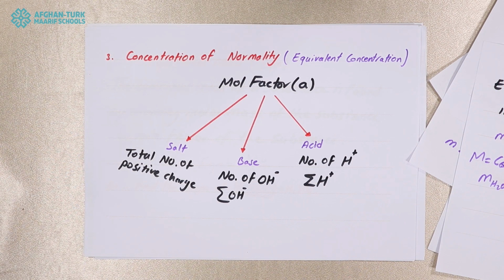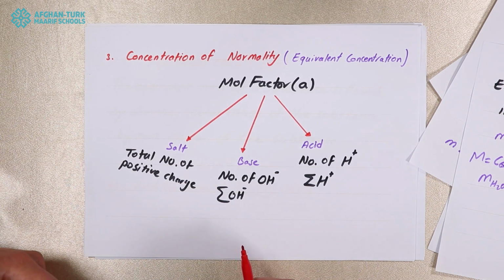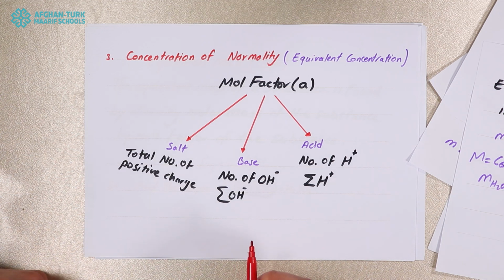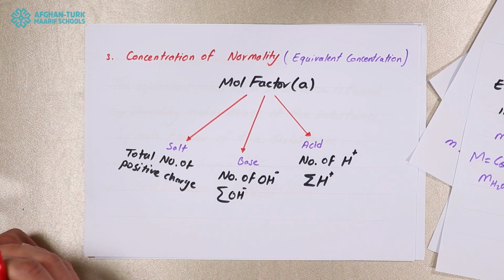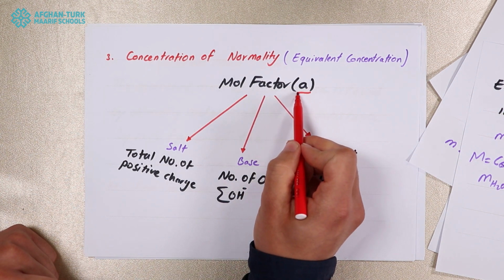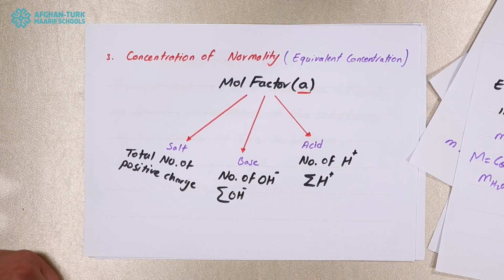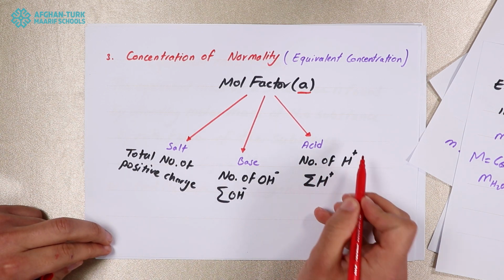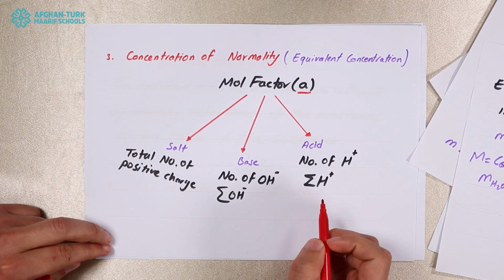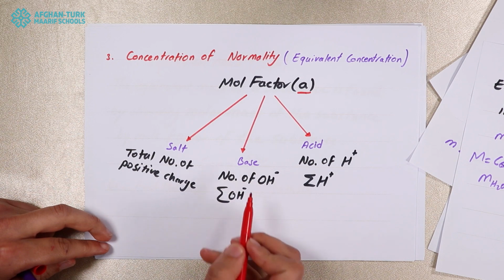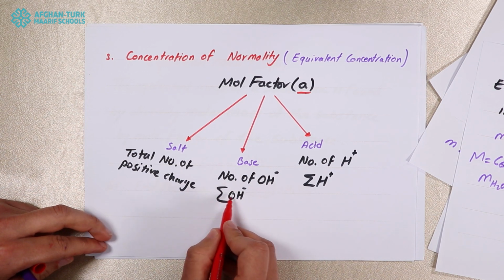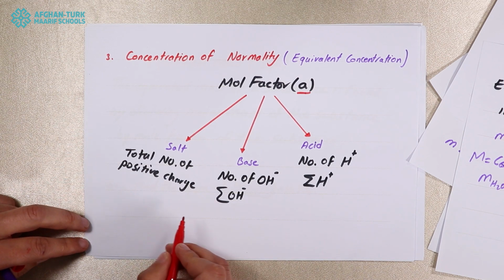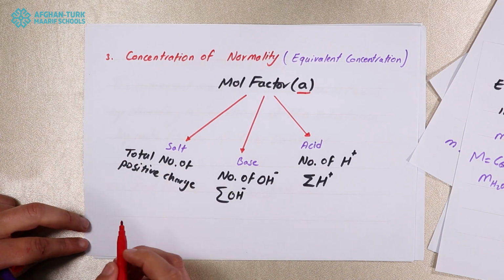Okay, next one. Concentration of normality, also called equivalent concentration. Some terms have to be known before defining normality. Now let's explain these terms. At first you should understand what the mole factor is. Mole factor is represented by a small a. It is different according to the compounds. In acids, we take the number of hydrogen ions. In bases, we take the number of hydroxide ions. For salts, we take the total number of positive charge, or cation valence.